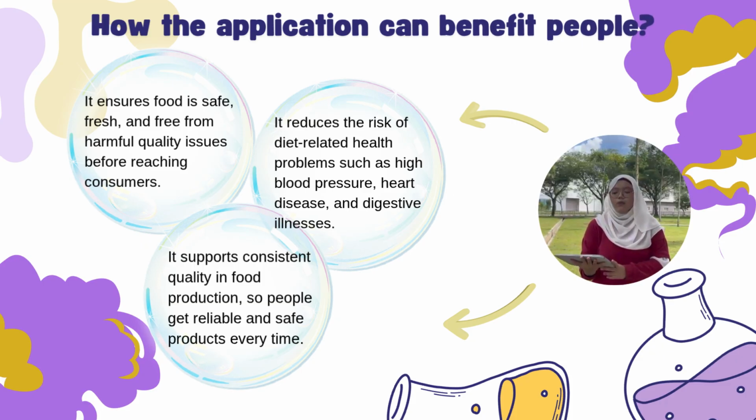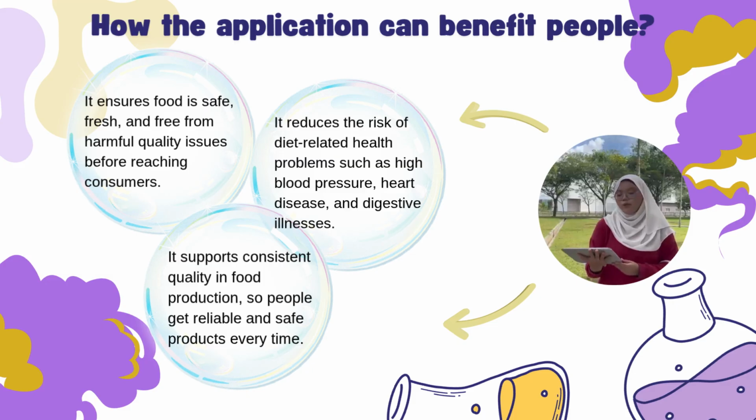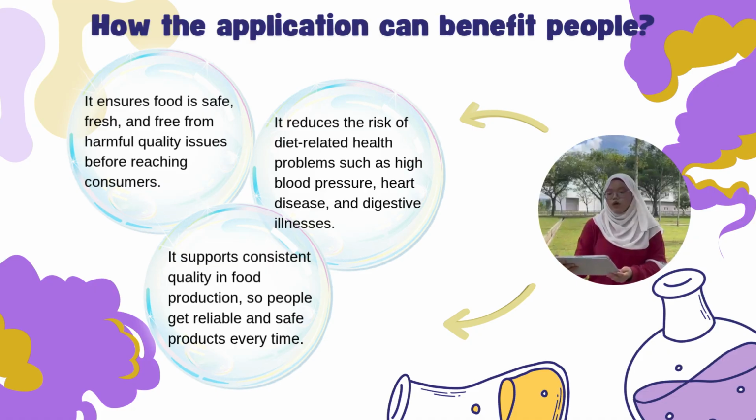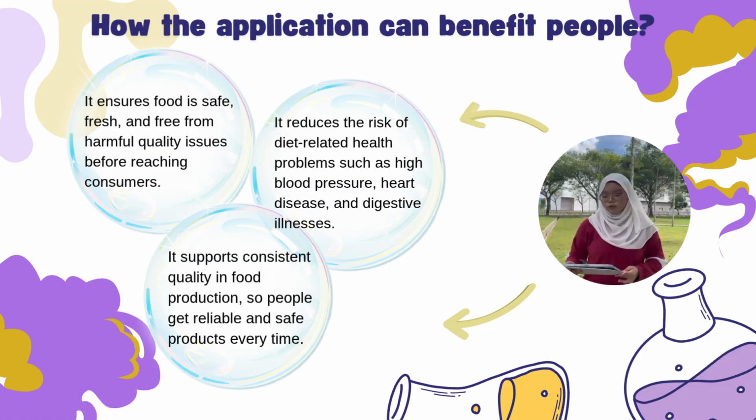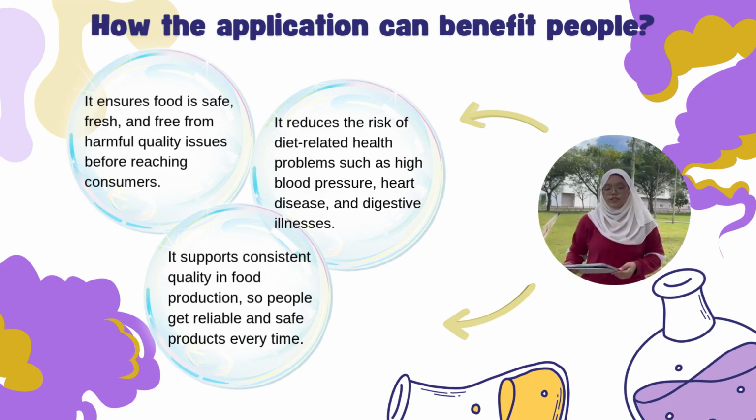Now I would like to explain how the application of volumetric analysis can benefit people. First, it ensures food is safe, fresh, and free from harmful quality issues before reaching consumers, which means it is designed to improve food safety and help both consumers and food producers make better decisions.